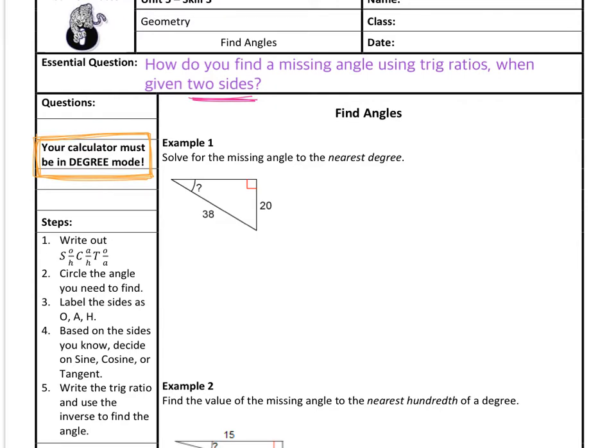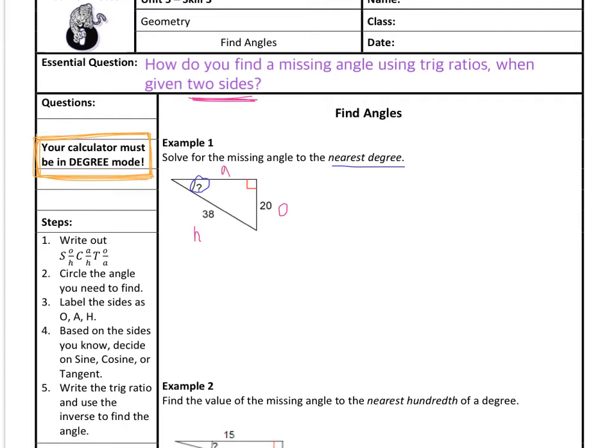So here we go. First example. It says solve for the missing angle to the nearest degree. So meaning we're going to round our answer to the nearest whole number. Just like we did before, I'm going to stand at my angle. So here's our missing angle. From that angle's perspective, I need to label my sides. Opposite of that angle is going to be my 20. Hypotenuse is always across from my right angle, and then my leftover side here is going to be adjacent.